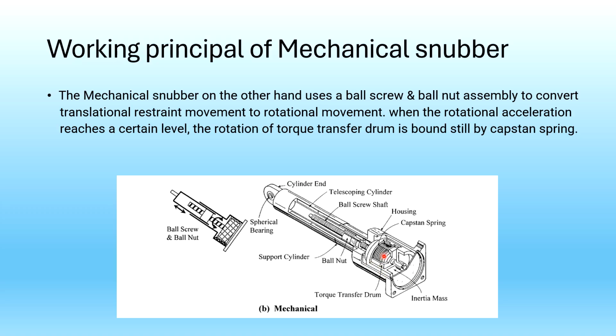The capstan spring will hold this drum, that is, it won't let the drum rotate further. When the rotation stops, this entire rotation assembly will stop, which does not give movement to the translational. The translational movement also comes to a standstill, that is, becomes rigid, and it holds the pipe. So that is how mechanical snubbers function.